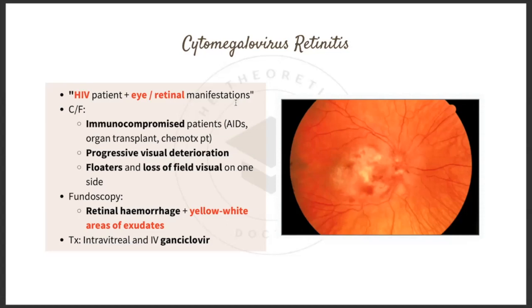There would be floaters present and loss of visual field on one side. So if you were to perform a fundoscopy, there would be retinal hemorrhage as well as yellow-white areas of exudates. So over here, yellow-white area.